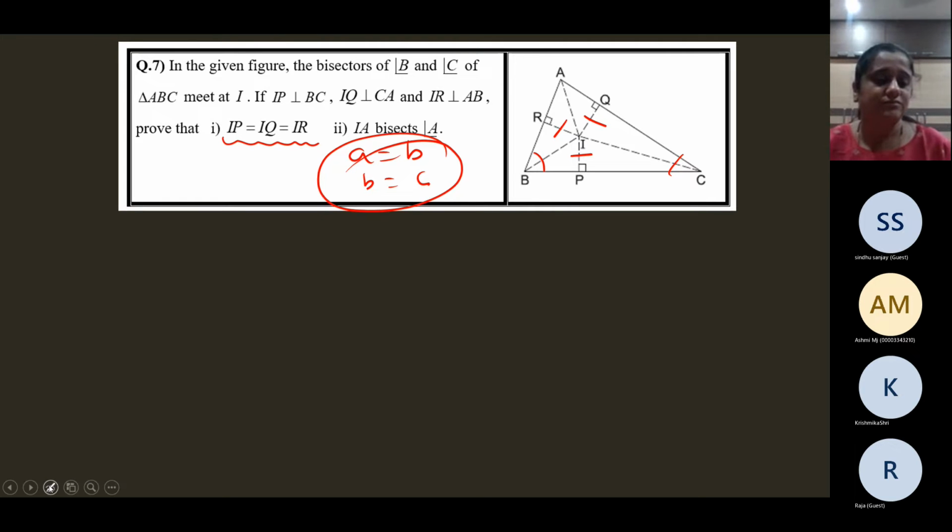So first you will show IP is equal to IQ. Then you will show that IQ is equal to IR. Then like you will show that A is equal to B, then B is equal to C. So A, B, C are equal like that. Then finally you must prove that AI bisects angle A. So angle A is not given as bisected. You must prove that it's bisected by AI, like BI bisects this angle, CI bisects this angle.